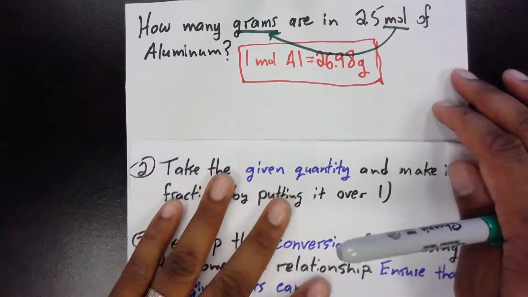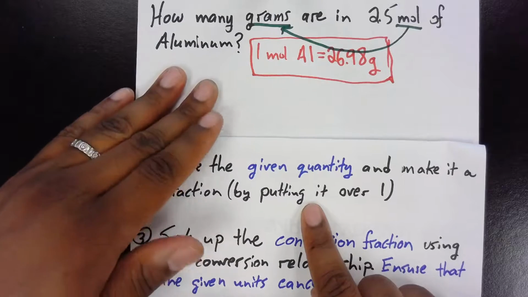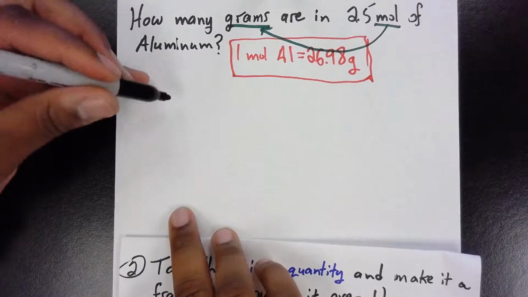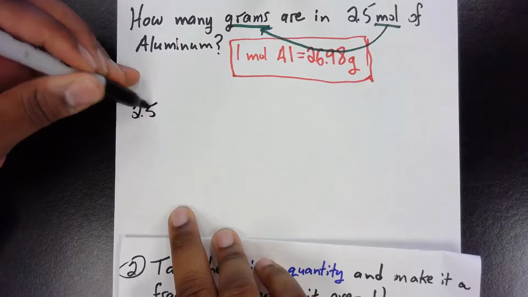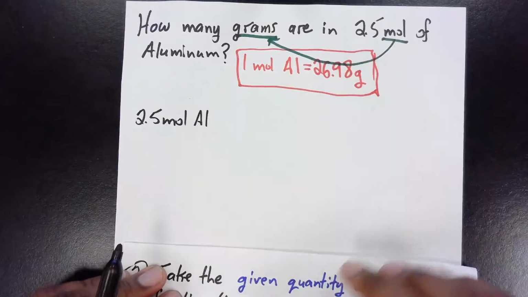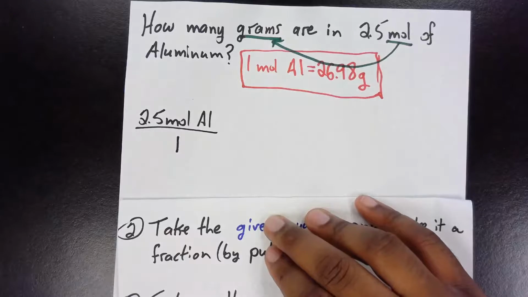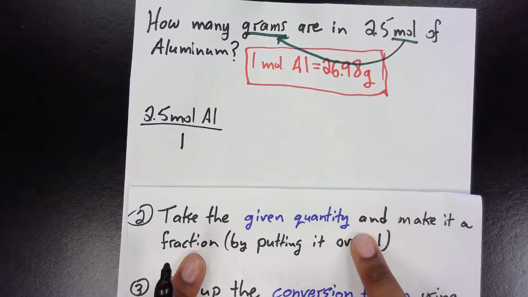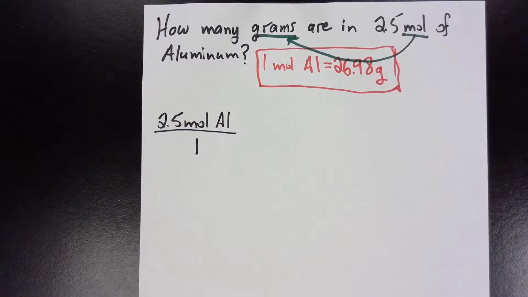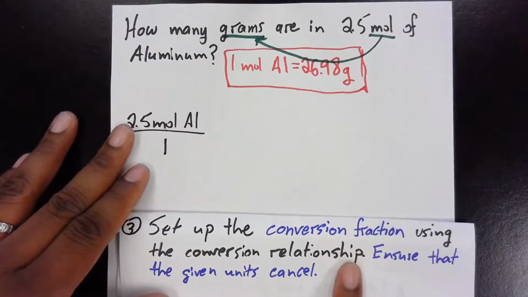Second step, take the given quantity and make it a fraction by putting it over 1. In this case, we are given 2.5 moles of aluminum. This is given to us from the problem. We're going to make it a fraction by putting it over 1: 2.5 moles of aluminum over 1. That's our second step. Our third step, we're going to set up the conversion fraction using the conversion relationship.